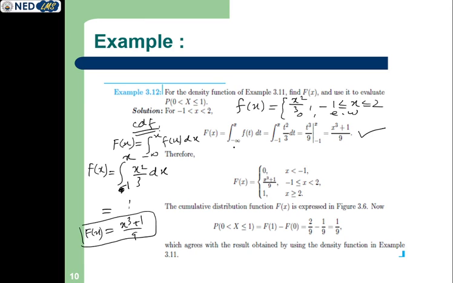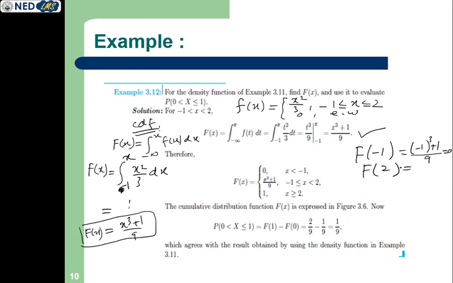Students, with this CDF, find the image at x equal to the lower limit, and find the image of the CDF at the upper limit also. Find the image at both points by help of the CDF. Now put x equal to minus 1 over here: minus 1 cube plus 1 divided by 9. What is the answer? 0.